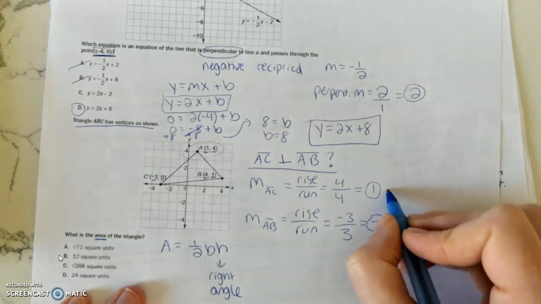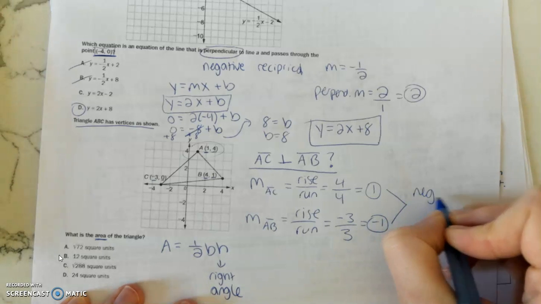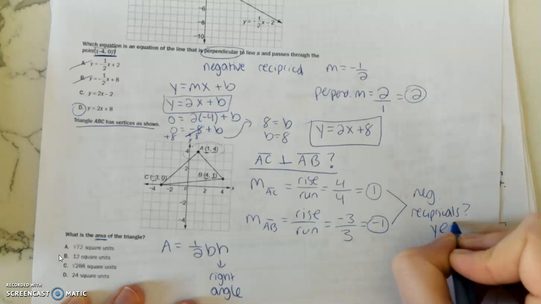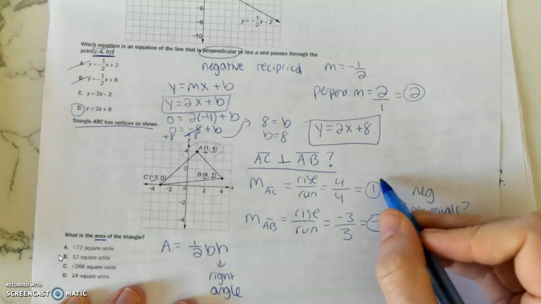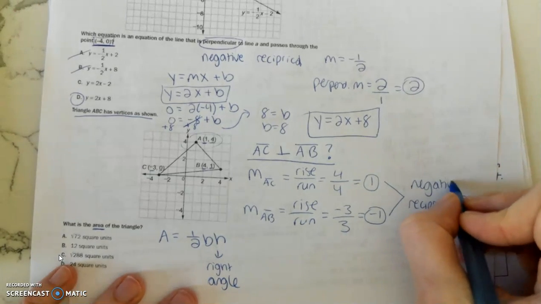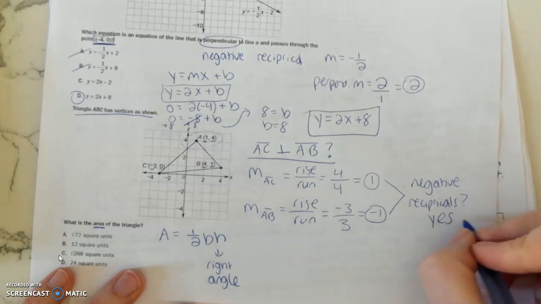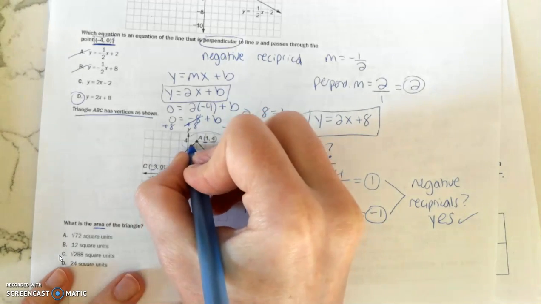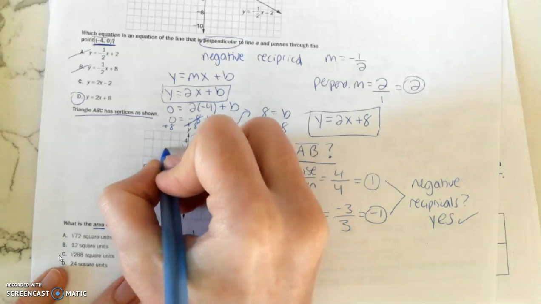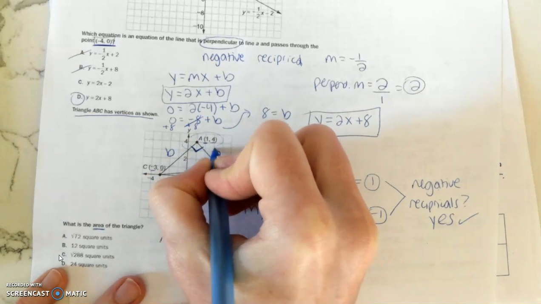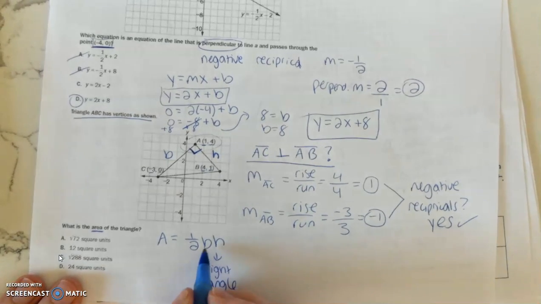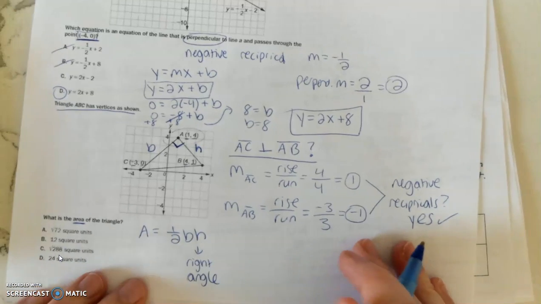Are these two slopes negative reciprocals? Yes. If you change the sign and flip them, they will be negative reciprocals. All right. So I do have perpendicular lines and I do have a right angle. So what that means is from A to C is my base, and from A to B is my height. So that's how I get my base and my height to plug into this formula.